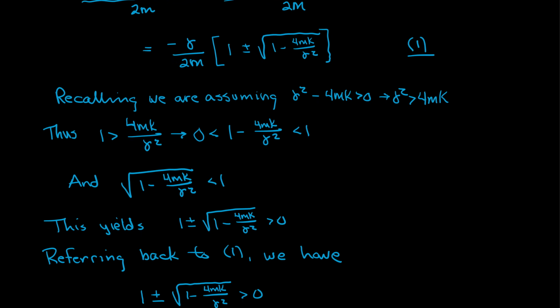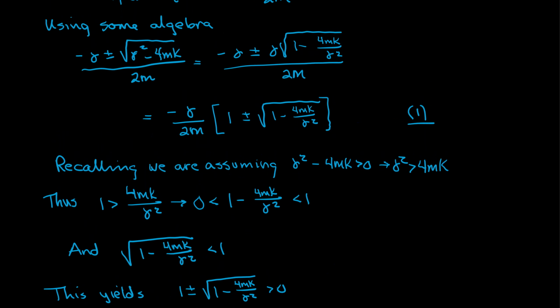When we factor out the negative gamma over 2m, we have this 1 plus or minus the square root. And what we need to do is consider what the numeric value of that is going to be. Well, we're going to have that 1 is greater than the 4mk over gamma squared. I'm looking at the two terms inside the square root. So this 1 minus 4mk over gamma squared is going to be somewhere between 0 and 1. How do I know this?